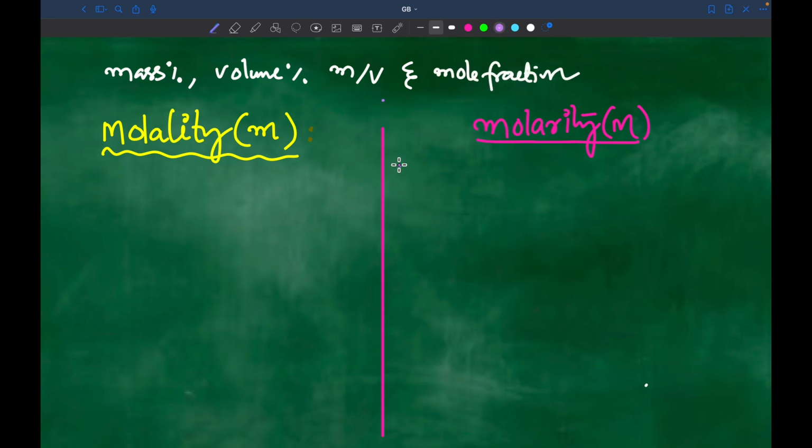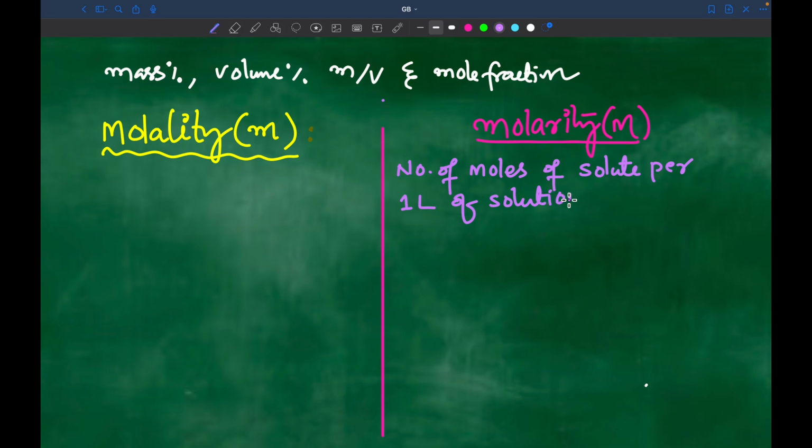So molarity is the number of moles of solute per 1 liter of solution. The moles of solute must be in 1 liter of solution. Then we call it the molarity of the solution.